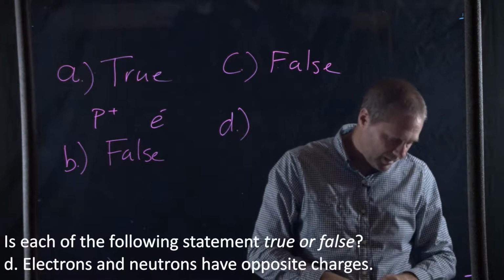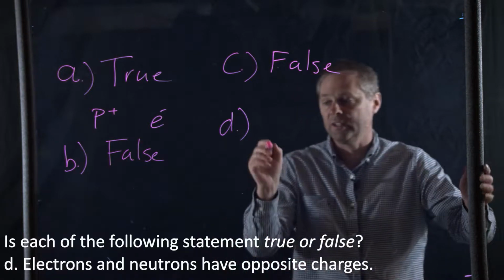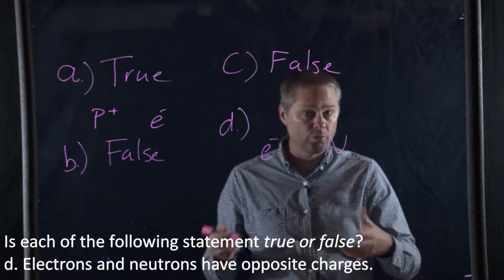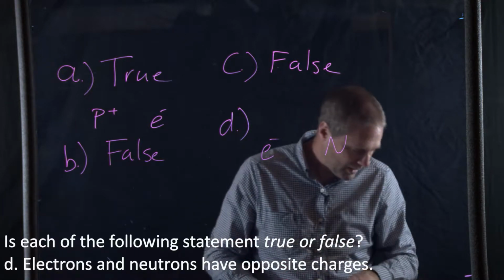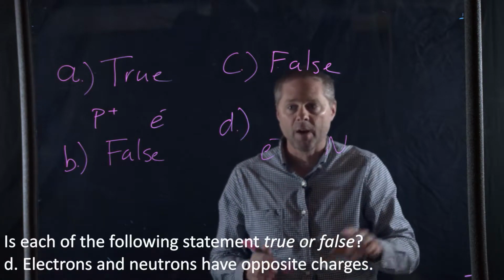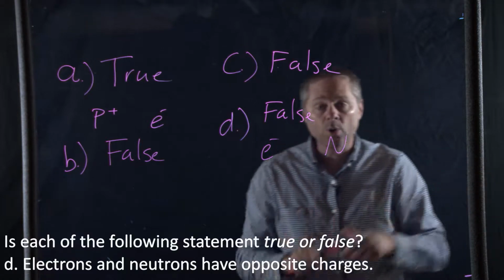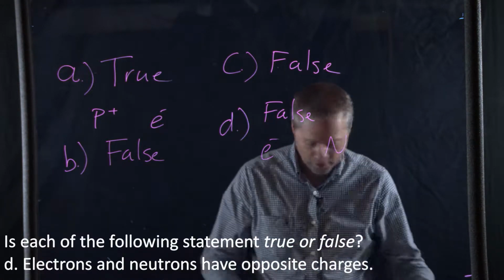D, electrons and neutrons have opposite signs. Well, an electron is going to be negative. A neutron, short for neutral, tells us that that particle is going to be neutral. And so they do not have opposite charges, so this would be false. It's the proton that has the opposite charge as the electron, not the neutron.